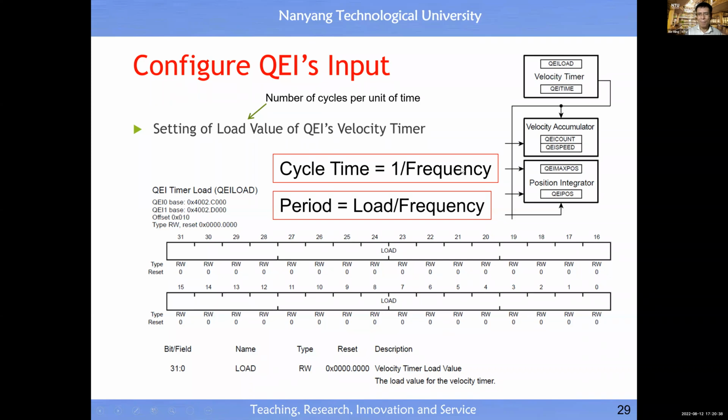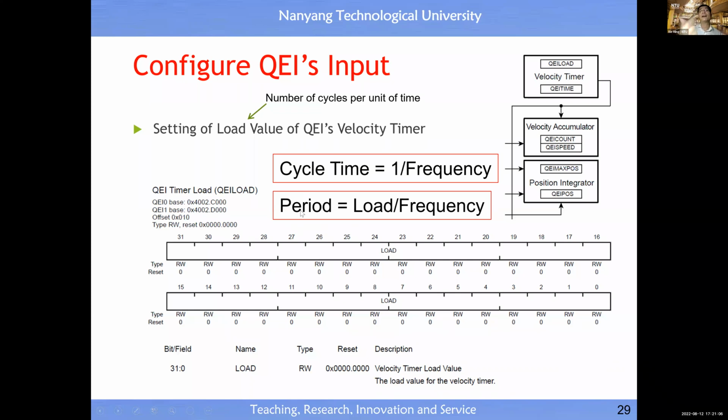Let's say your microcontroller system clock has a certain frequency; 1 over the frequency is 1 cycle time. Each cycle will count by 1, because you see the timer is here. Then the period is equal to the number of cycle times. So you must determine this value, because this is decided by you.